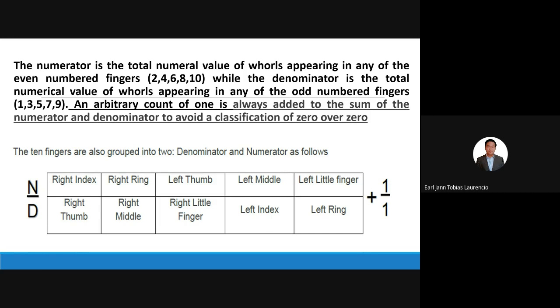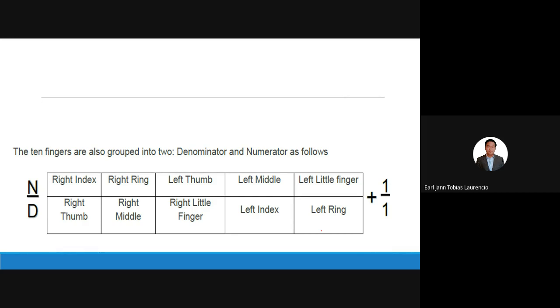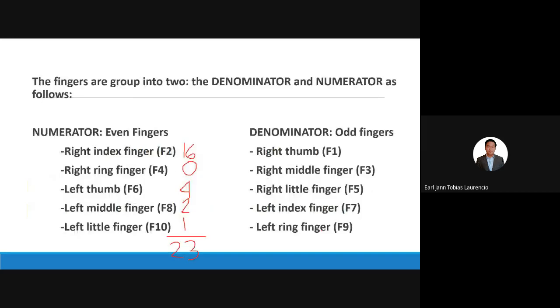Okay, so let's go back to the previous slide. So we obtain 23 as the sum of the numerator. So we will add +1. O, Sarget, anong tawag mo sa +1 na ito? Anong tawag natin sa +1 na yan? Sir, arbitrary. Sir, nakalimutan ko yung tawag. Ano ba naman yan? Kasasabi pa lang natin, nakalimutan nyo na. Huwag kayong makakalimutin. Arbitrary count of 1.